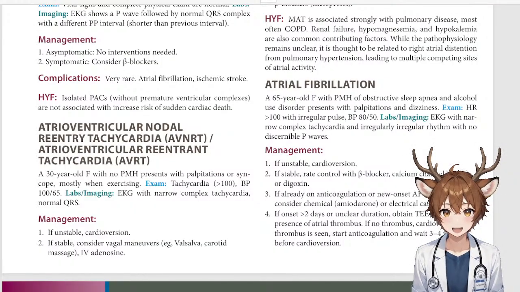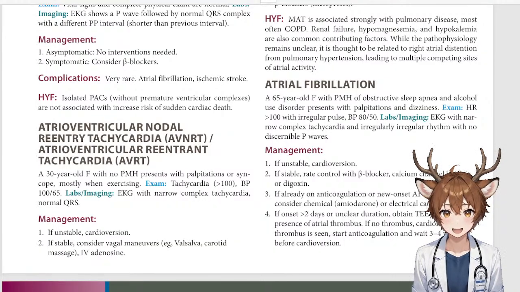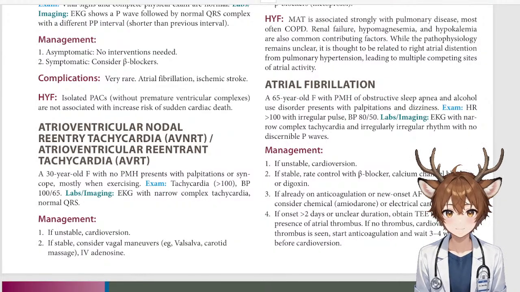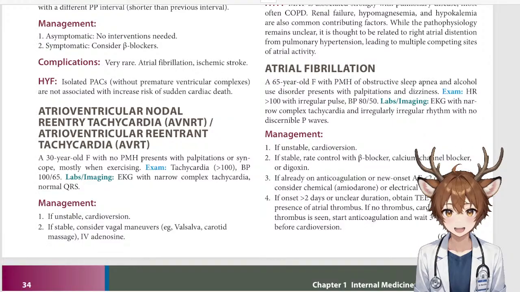If onset is greater than 2 days or unclear duration, obtain a transesophageal echocardiogram to rule out presence of atrial thrombus. If there is no thrombus, cardiovert. If the atrial thrombus is seen, start anticoagulation and wait 3 to 4 weeks before cardioversion.